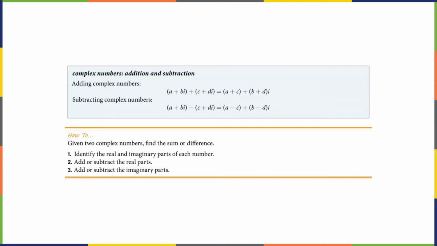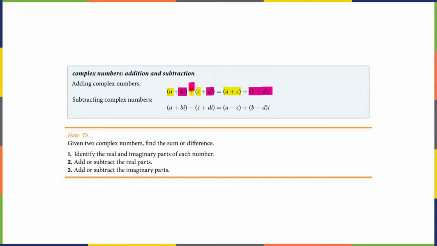Now, let's say that you want to add or subtract complex numbers. The key to this is going to be grouping the real parts and the imaginary parts. Notice that when you're adding complex numbers, A plus C is the real part. Similarly, you have Bi plus Di, or you can factor out the i, B plus D times i. This holds true when you're doing subtraction as well.